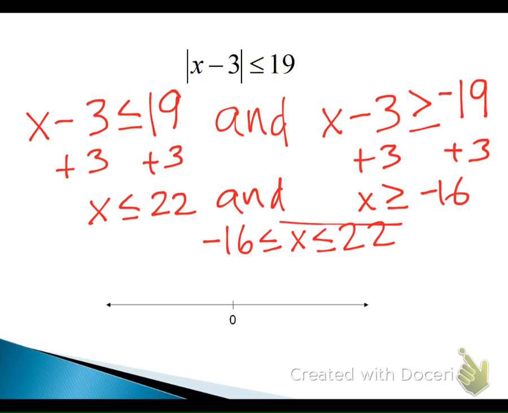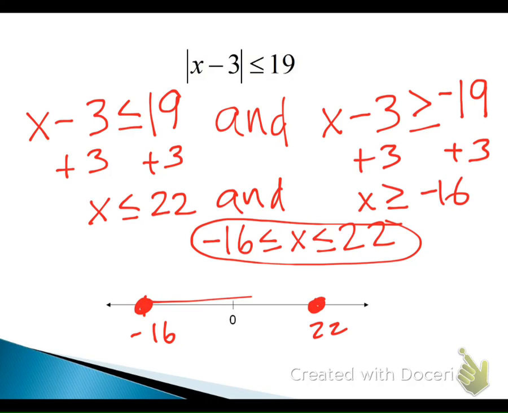I told you guys yesterday, when you write it this way, it's super easy to graph because we can see that x has to be bigger than negative 16, but smaller than 22. So put the negative 16, put the 22. These are going to be filled in because they are "or equal to." And then it's going to be in the middle.